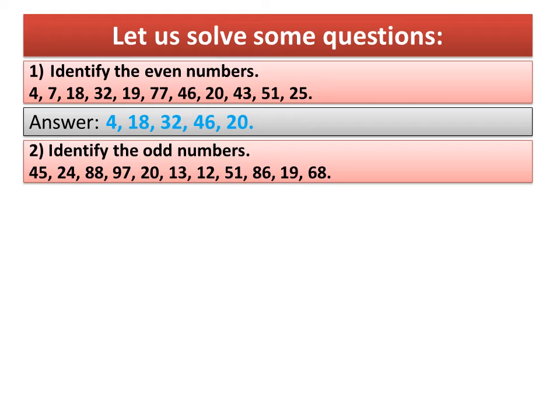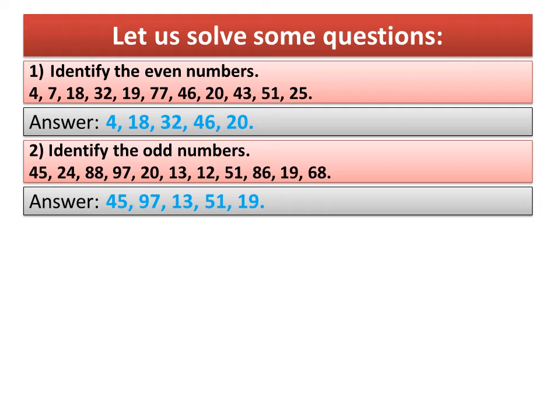Question number 2. Identify the odd numbers, and the numbers are 45, 24, 88, 97, 20, 13, 12, 51, 86, 19 and 68. We know that in odd numbers, one's digit is 1, 3, 5, 7 and 9 only. So we easily identify the odd numbers. So the answer is 45, 97, 13, 51 and 19.